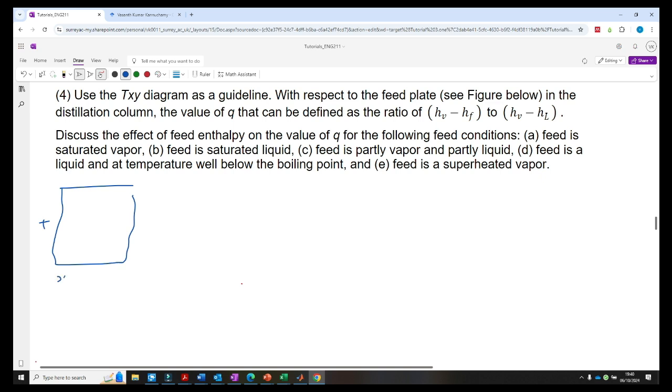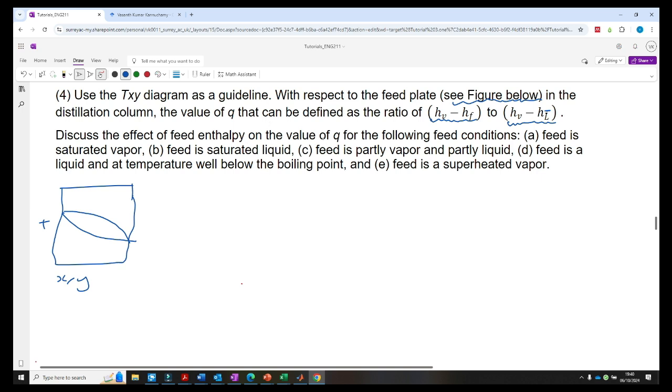So T x comma y, it should look something like that for an ideal system. Using this diagram as a guideline, what I ask you with respect to the feed plate, see figure below. Okay, I forgot to copy paste the figure, but I can draw it for you. In the distillation column, the value of Q can be defined as the ratio of h suffix v minus h suffix f to h suffix v minus h suffix l dash. So there is l dash here. So discuss the effect of feed enthalpy on the value of Q.